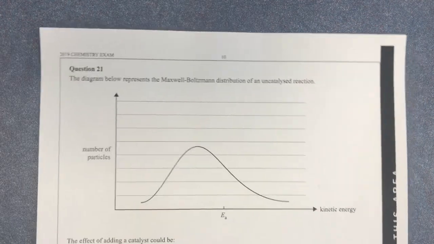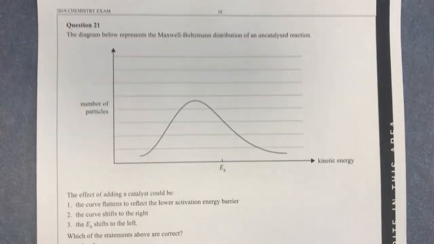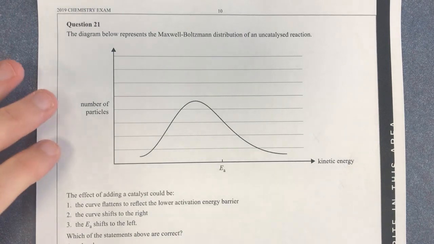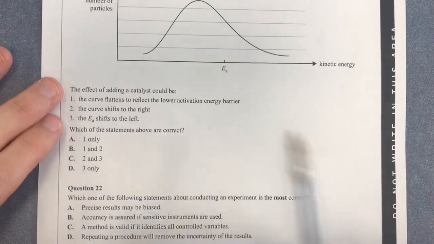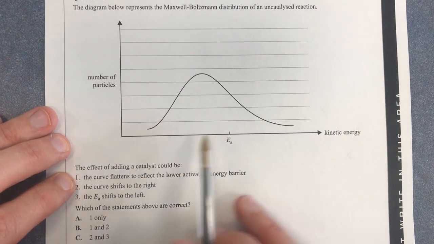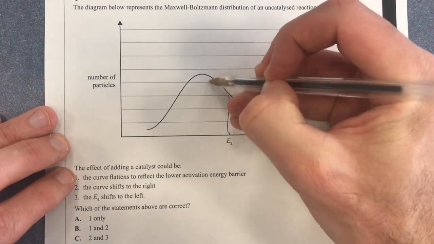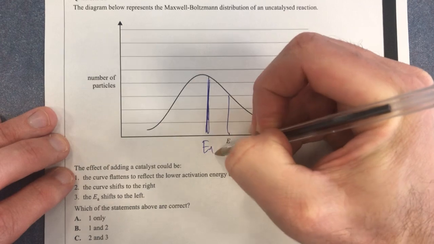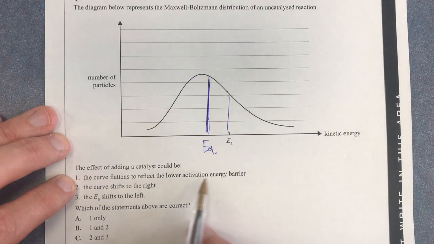Question 21. The diagram below shows the Maxwell-Boltzmann distribution for an uncatalyzed reaction. So I love these ones. This is about rates of reaction clearly. So if I add a catalyst, what's going to happen to my curve? Adding a catalyst is simply going to change where EA is. So EA is now going to be here with a catalyst.